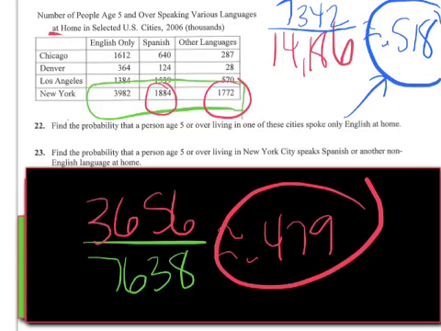Okay, so this is the end of the review. 24 and 25 is a subject related to 6.9 that we did skip. Let me know if you have any specific questions.